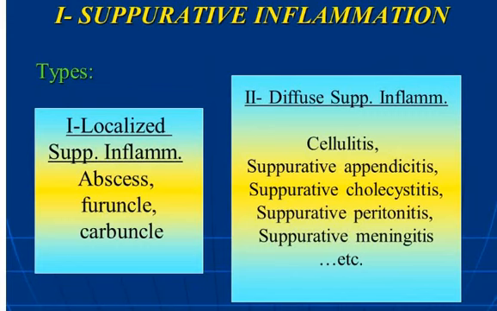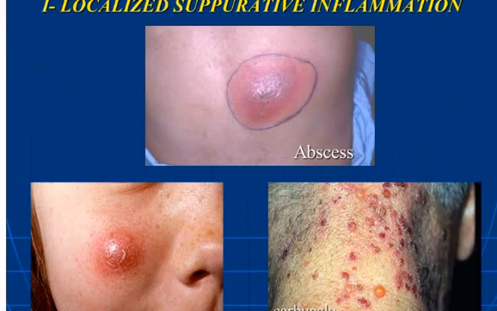Types: diffuse suppurative inflammation, for example cellulitis, suppurative appendicitis, suppurative cholecystitis, suppurative peritonitis, suppurative meningitis, etc. Localized suppurative inflammation: abscess, furuncle, carbuncle.